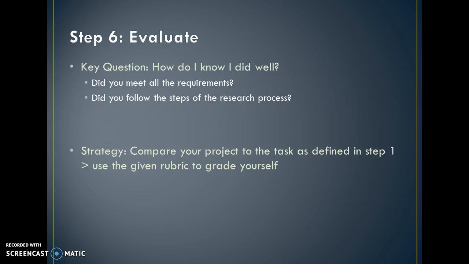Finally, step 6 is to evaluate. How do you know you did well? Did you meet all the requirements, and did you follow the steps of the research process? Judge a completed project before you turn it in to me. You can use the rubric, or you compare your project to the assignment that's given to you in step 1. These are the 6 steps of the research process.